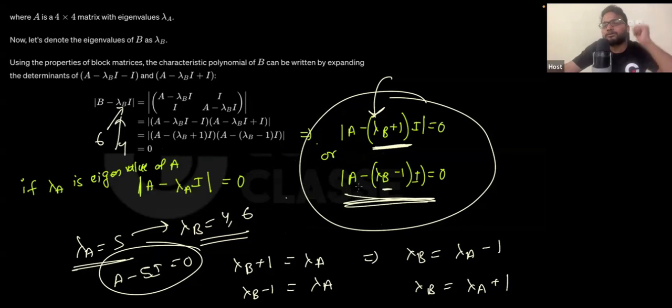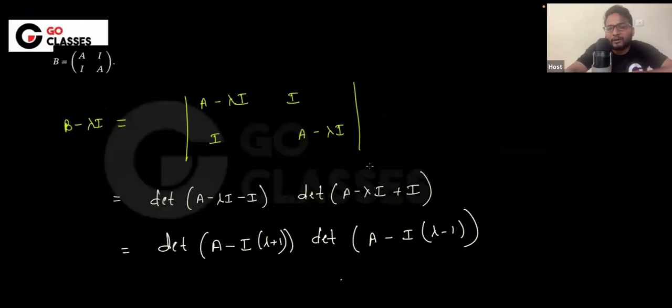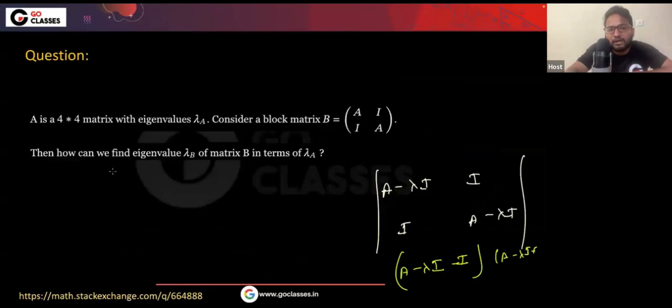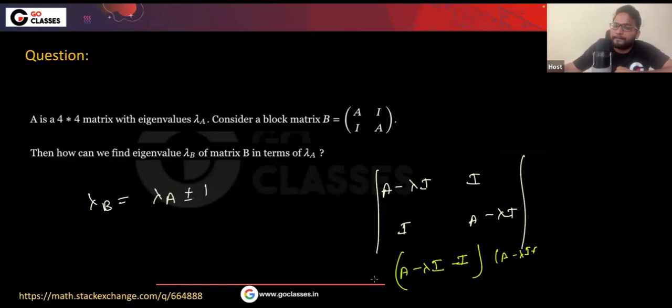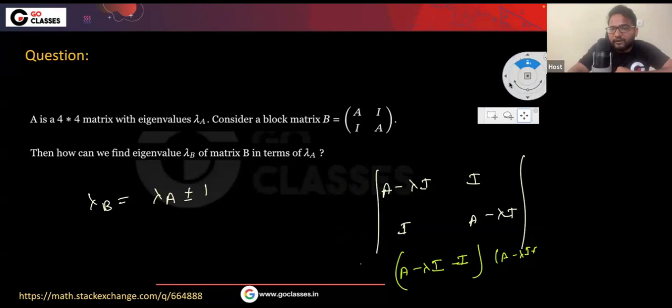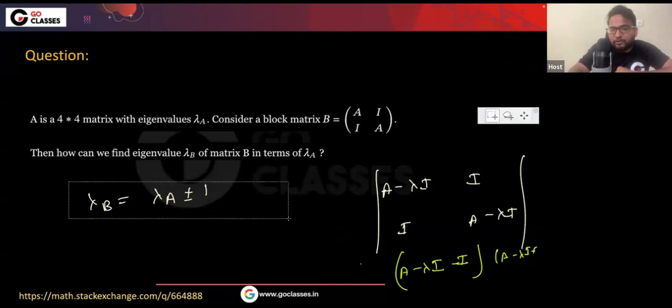Okay. So how can we find the eigenvalues of B in terms of the eigenvalues of A? The eigenvalues of B are nothing but whatever is the eigenvalue of A, you do plus minus 1, both. So this question is actually very interesting, and very difficult also, at the same time.